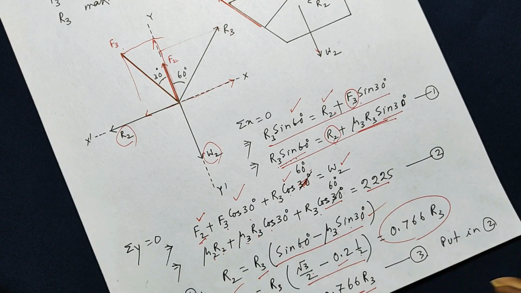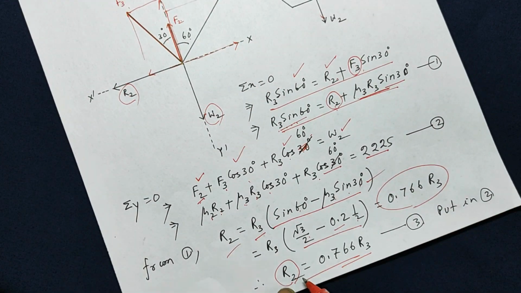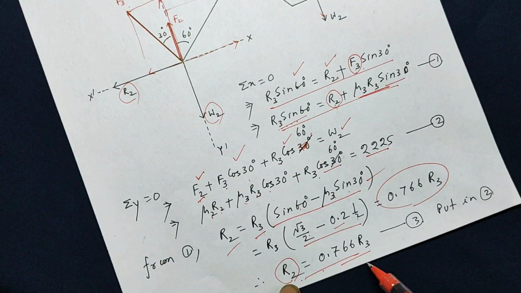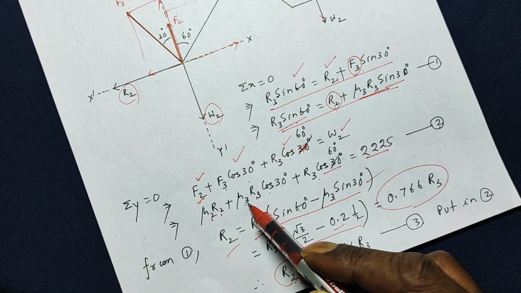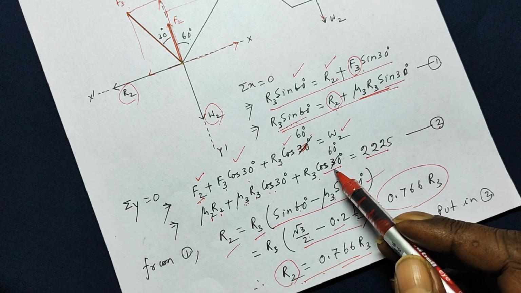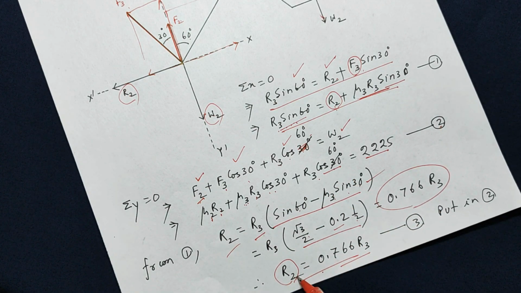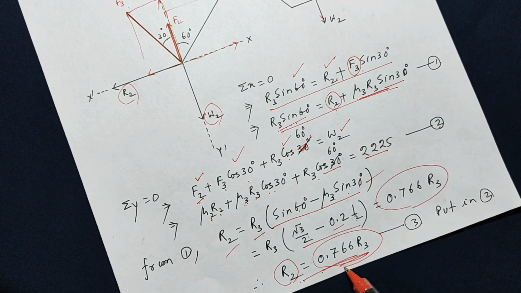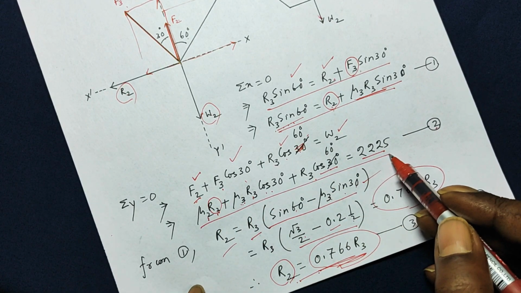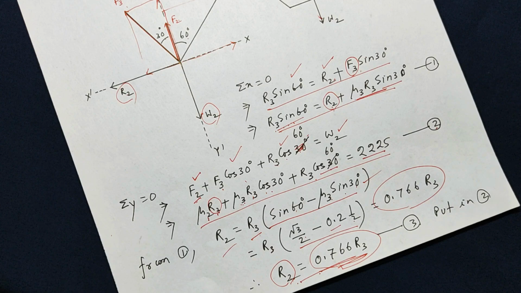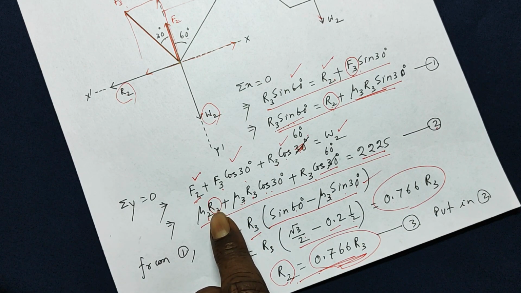Now put this value of R2 in equation 2 here. Mu 2 is known, mu 3 is known, cos 30 is known, and since R2 is found out in terms of R3, if you put it here, then this equation will have only one variable, that is R3. So it can be solved. So let us put the value of R2 here in equation 2.